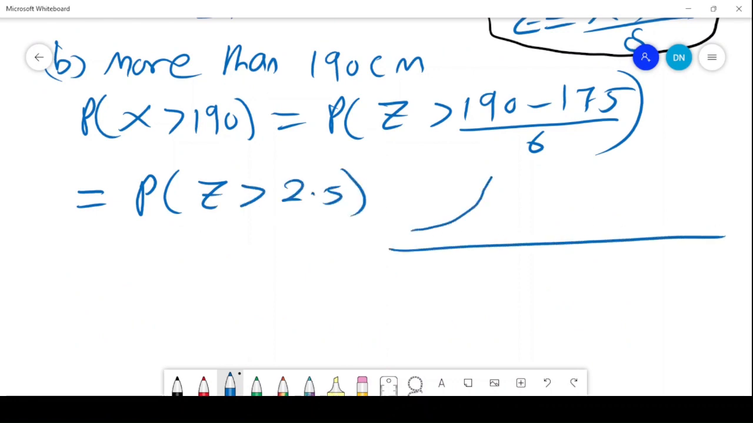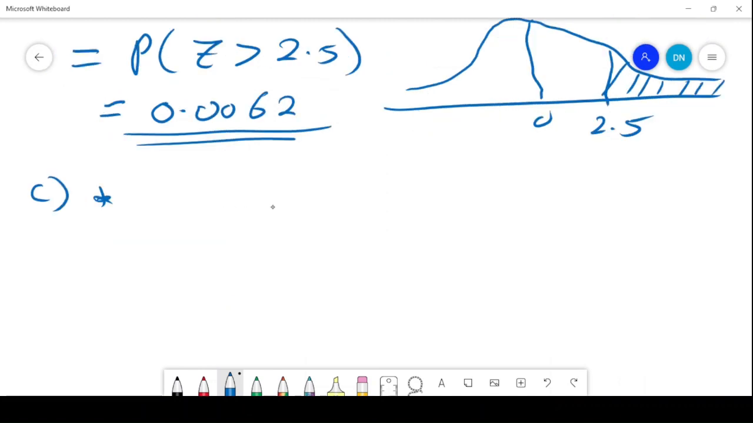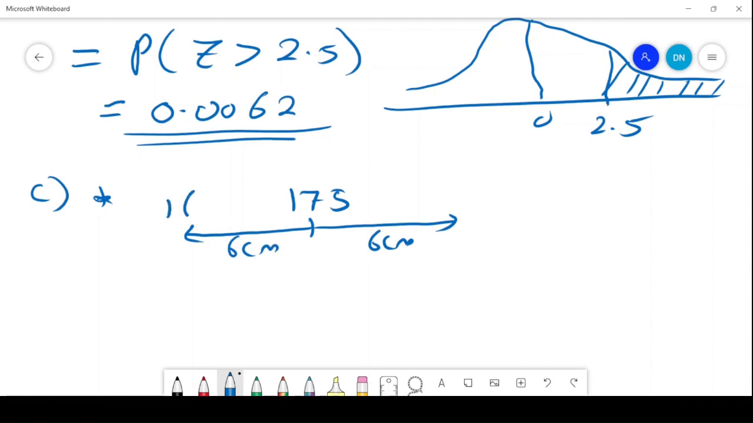Again, we come to the diagram, just a sketch to give us an idea of what we need. I put 2.5 and I want greater than. If I go to my statistical tables, this gives me 0.0062. So there is a very low probability that you'll find a man who is more than 190 centimeters, given that the mean is 175 with a standard deviation of 6 centimeters. That is what the question is saying. So we'd expect most people to be between 169 and 181 centimeters. That is where the majority will lie.